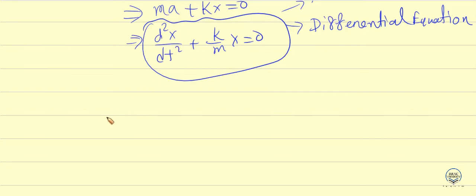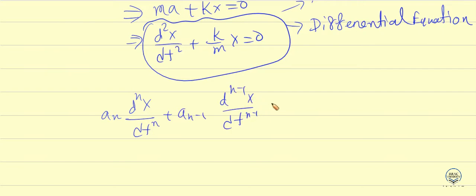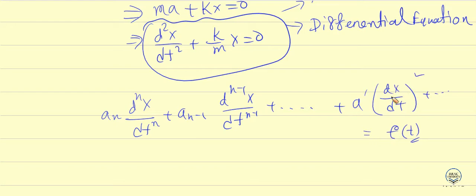A more generalized version would be something like this. Note that I'm only writing the derivatives, but there might be terms like, for example, (dx/dt) whole squared. It can be cubed, it can be square root, and so on. And finally, on the right hand side, there might be another function of time. So this is the most general form of a differential equation.